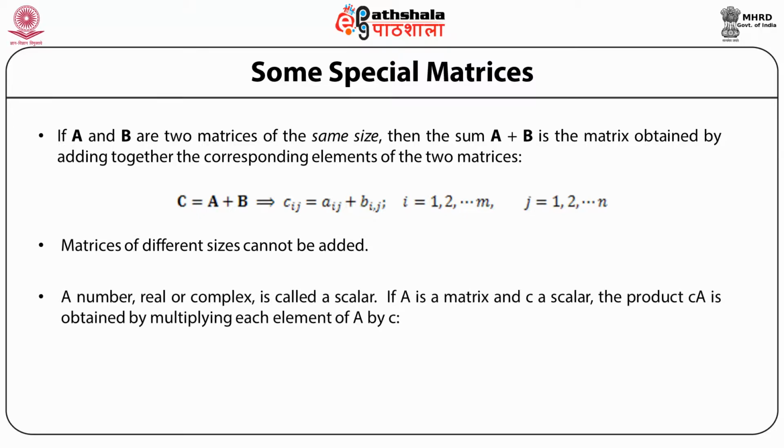A number which is real or complex is called a scalar. If A is a matrix and c is a scalar, then the product c times A is obtained by multiplying each element of A by c. That is, matrix C equals c times matrix A, or I can say the matrix element Cij is equal to c times the matrix element Aij, where i goes from 1 to m and j goes from 1 to n.